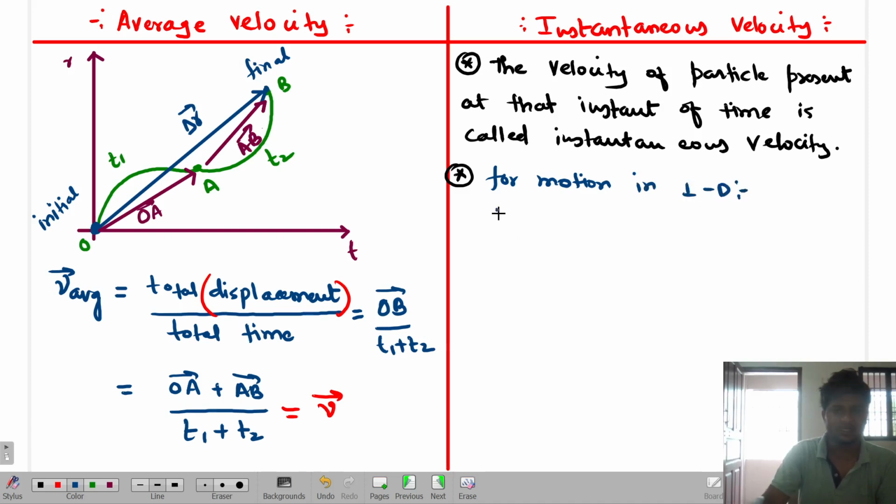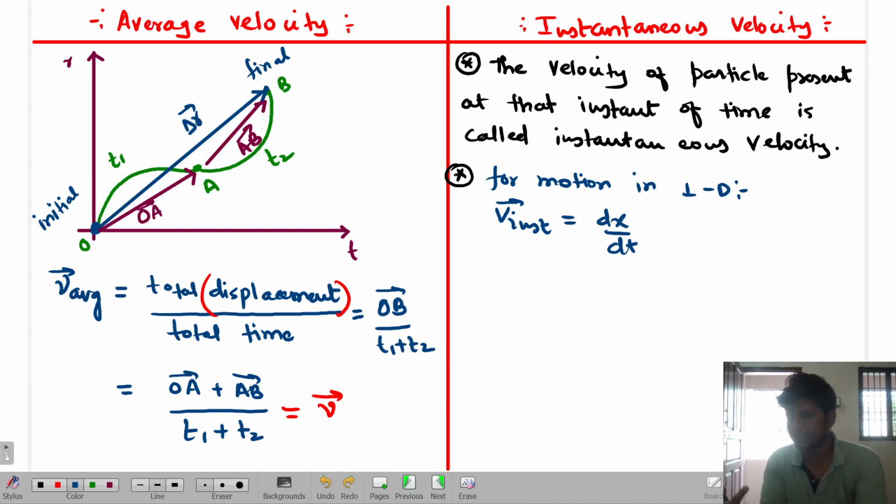instantaneous velocity in vector form is simply either dx by dt or dy by dt, because it is moving in one direction. No idea of direction will come. In 1D means only one direction, so what to use as direction? It's of no use. Are you able to get me? But what if the particle moves in two dimensions or three dimensions? We have to study mostly two dimension or three dimension, isn't it?